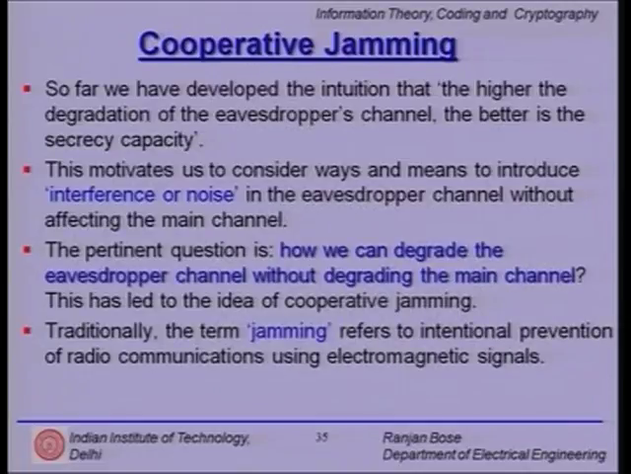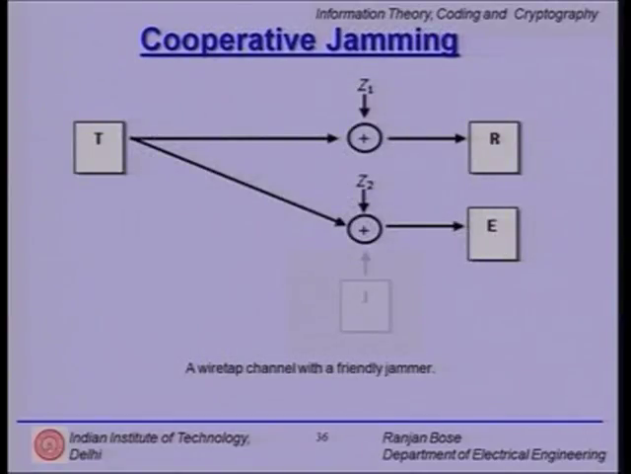This has led to the idea of cooperative jamming, where the term jamming refers to intentional prevention of radio communication using electromagnetic signals. So, consider the scenario where we have a transmitter, which is our source, it sends information to our legitimate receiver R, and it's a noisy channel. So, Z1 is the noise being added. As always, we have our friend the eavesdropper sitting in the room, and it also receives the signal, and the noise added is Z2. The idea is, can we have a friendly jammer who is only affecting the eavesdropper, but not the intended recipient directly? This is the basic idea about cooperative jamming. So, the jammer is adding additional interference to the eavesdropper's channel, thereby degrading it, thereby improving the secrecy capacity of the system.